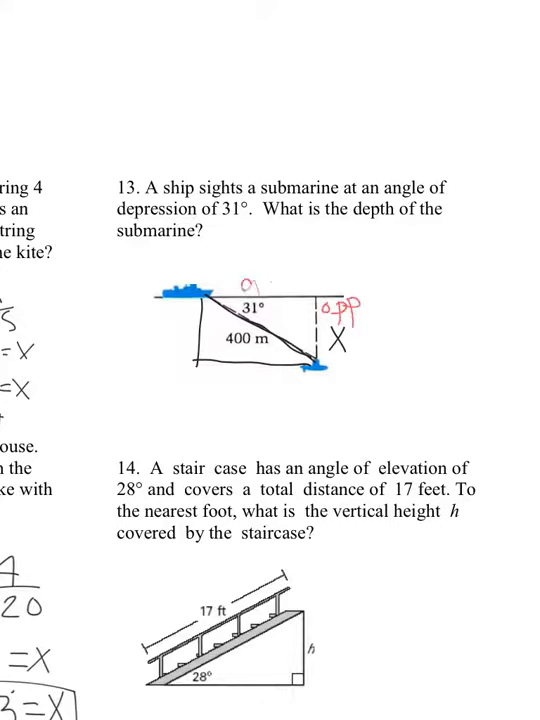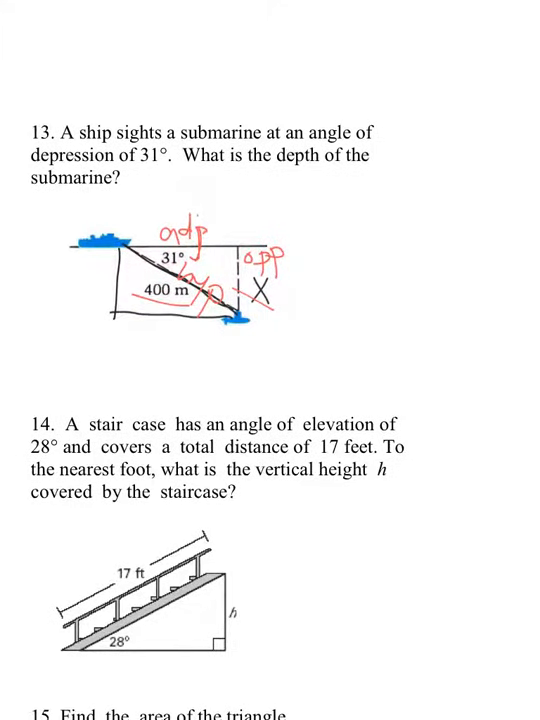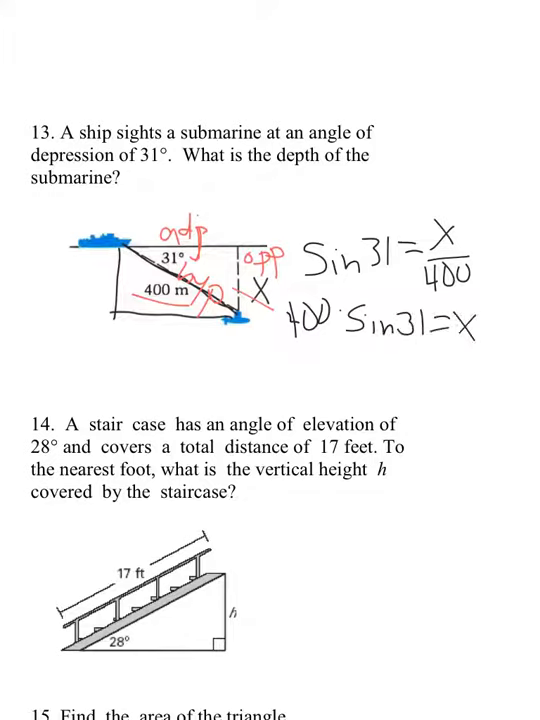From 31, that's opposite. That's adjacent. That's your hypotenuse. So adjacent does not have anything. Hypotenuse and opposite do. And you're going to have sine 31 equals opposite x over hypotenuse 400. 400 times sine 31 is 206.015, excuse me.